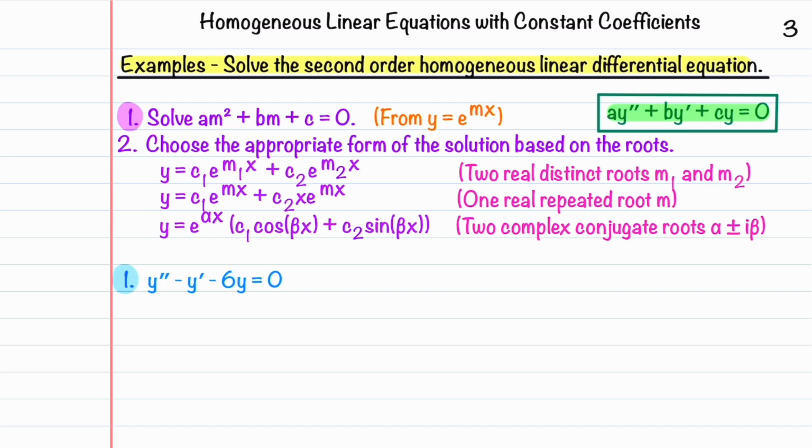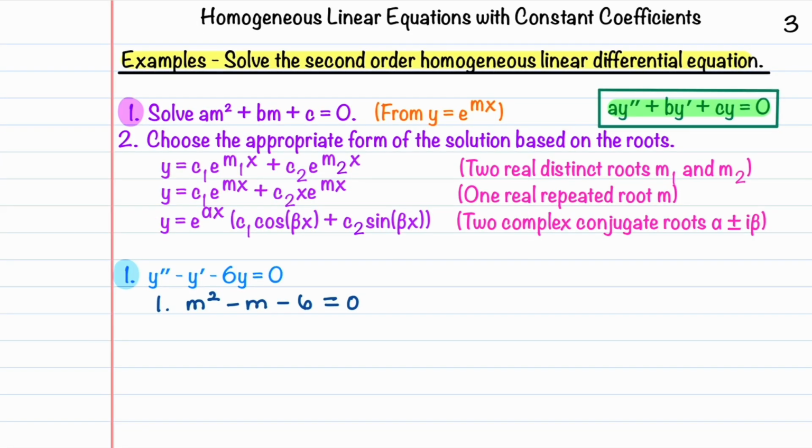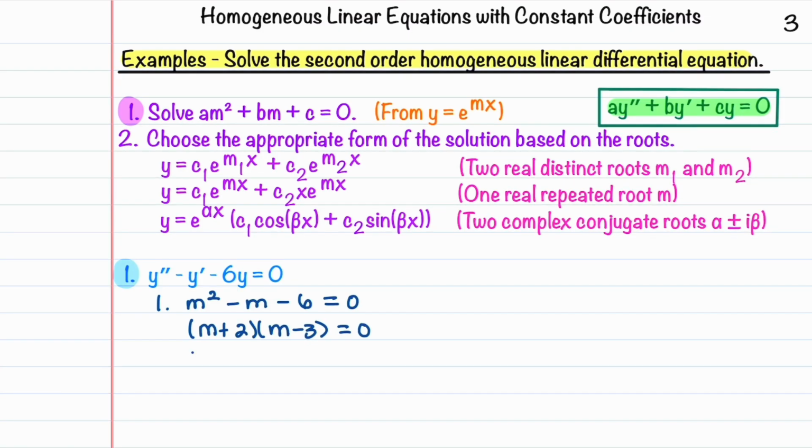In step 1, we want to write down the characteristic equation and then solve it. For this problem, the characteristic equation is m squared, that's because we have 2 derivatives, minus m minus 6 is equal to 0. We can factor this as m plus 2 times m minus 3, set that equal to 0, and this gives us m is equal to minus 2, and then m is equal to 3. For this problem, we have 2 distinct roots.